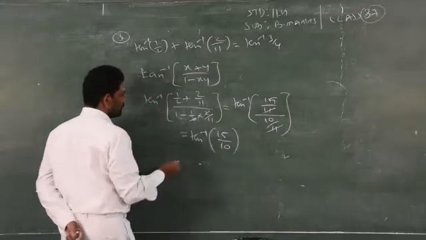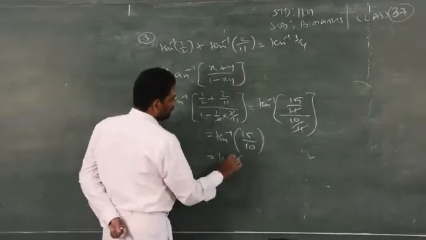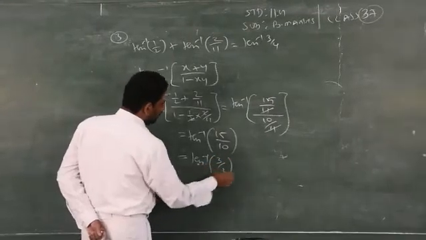Both will be simplified by which table? 5 table. When you divide this by 5 table, you will get 3 by 2. Hence proof.